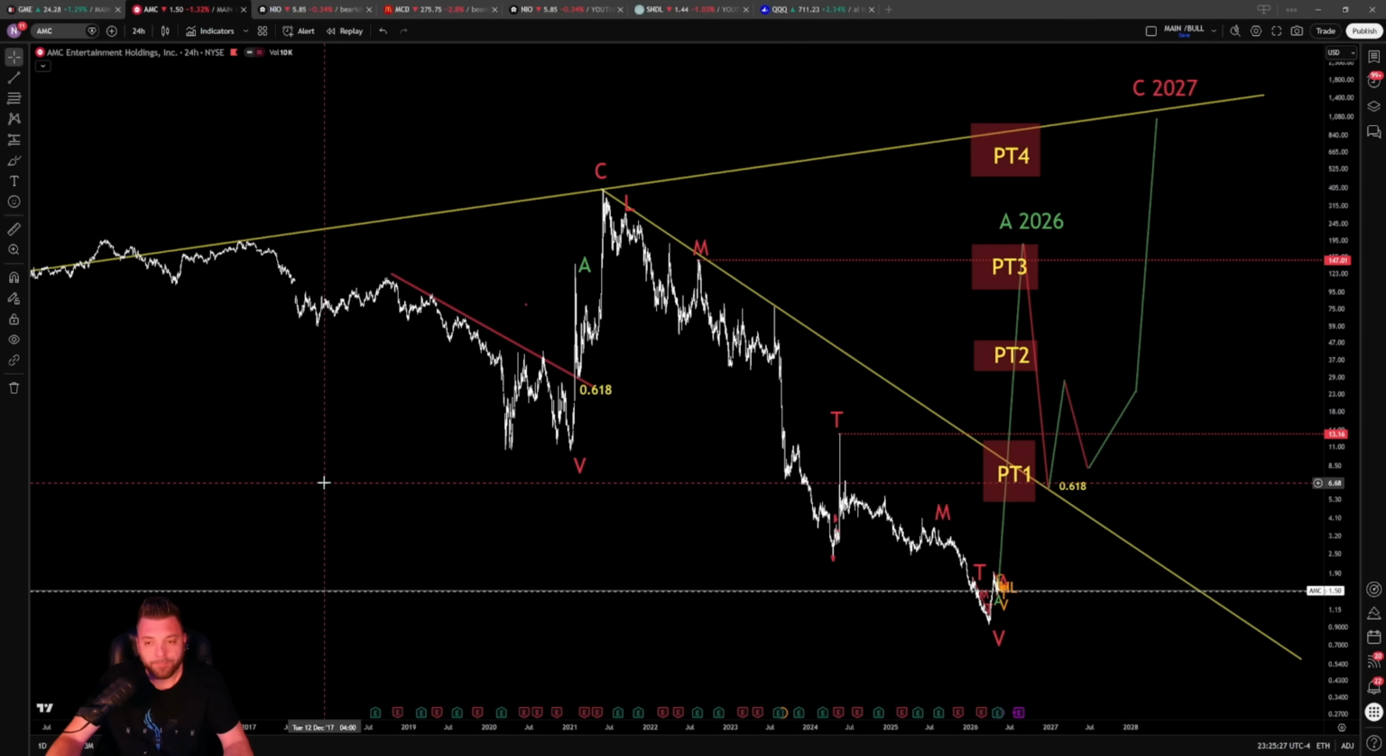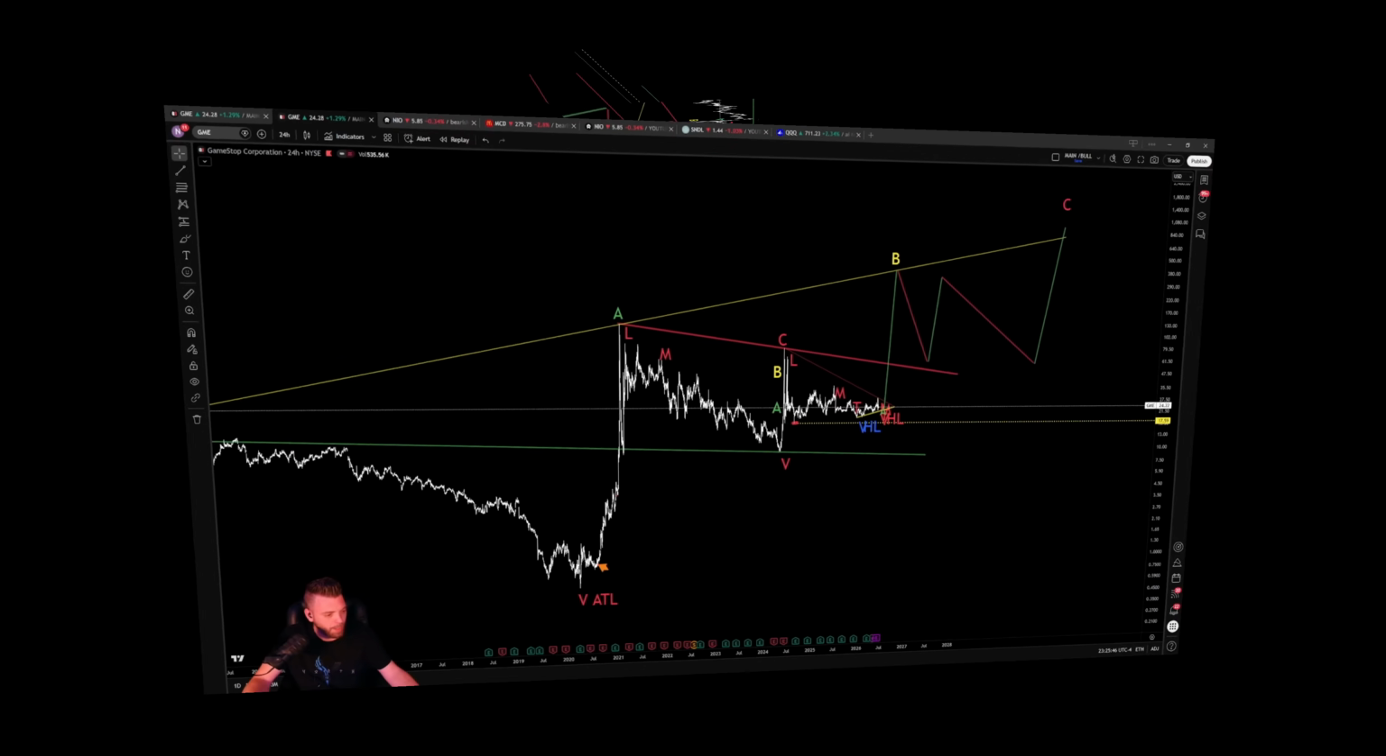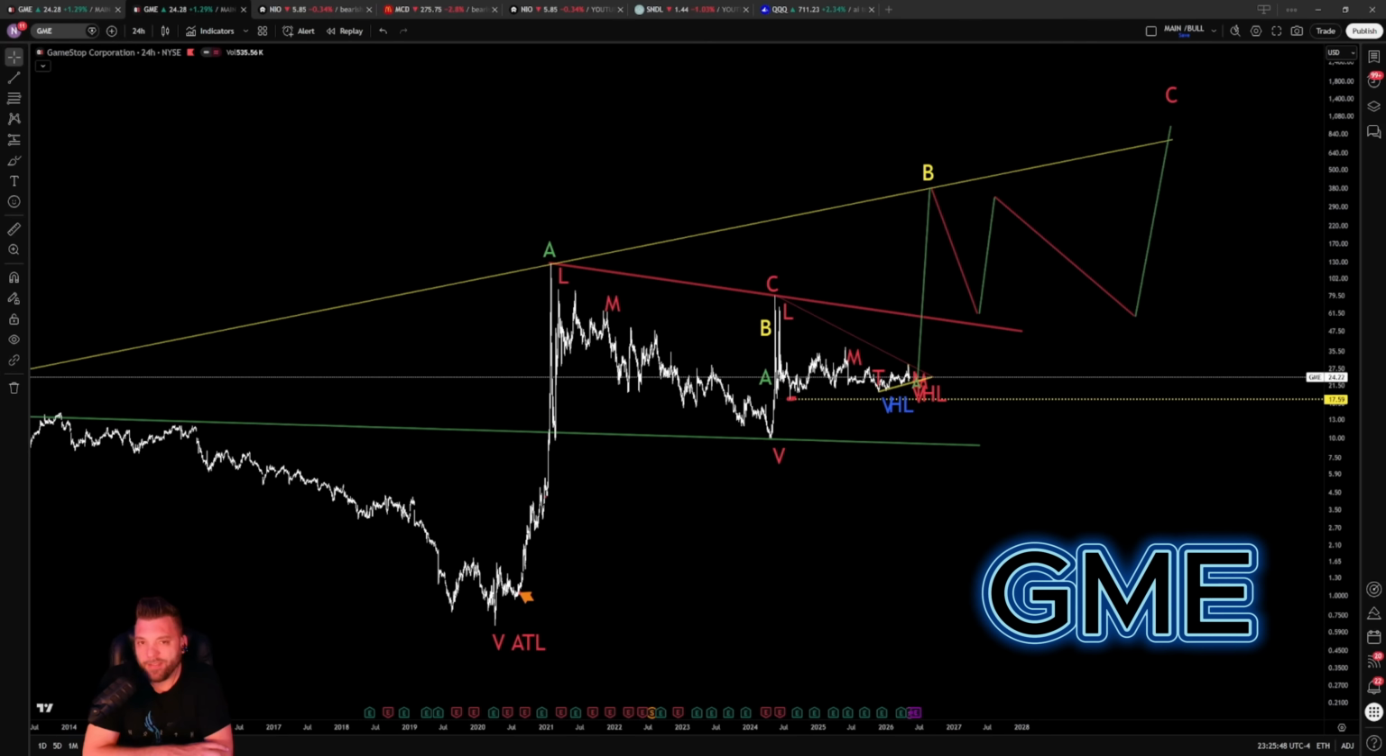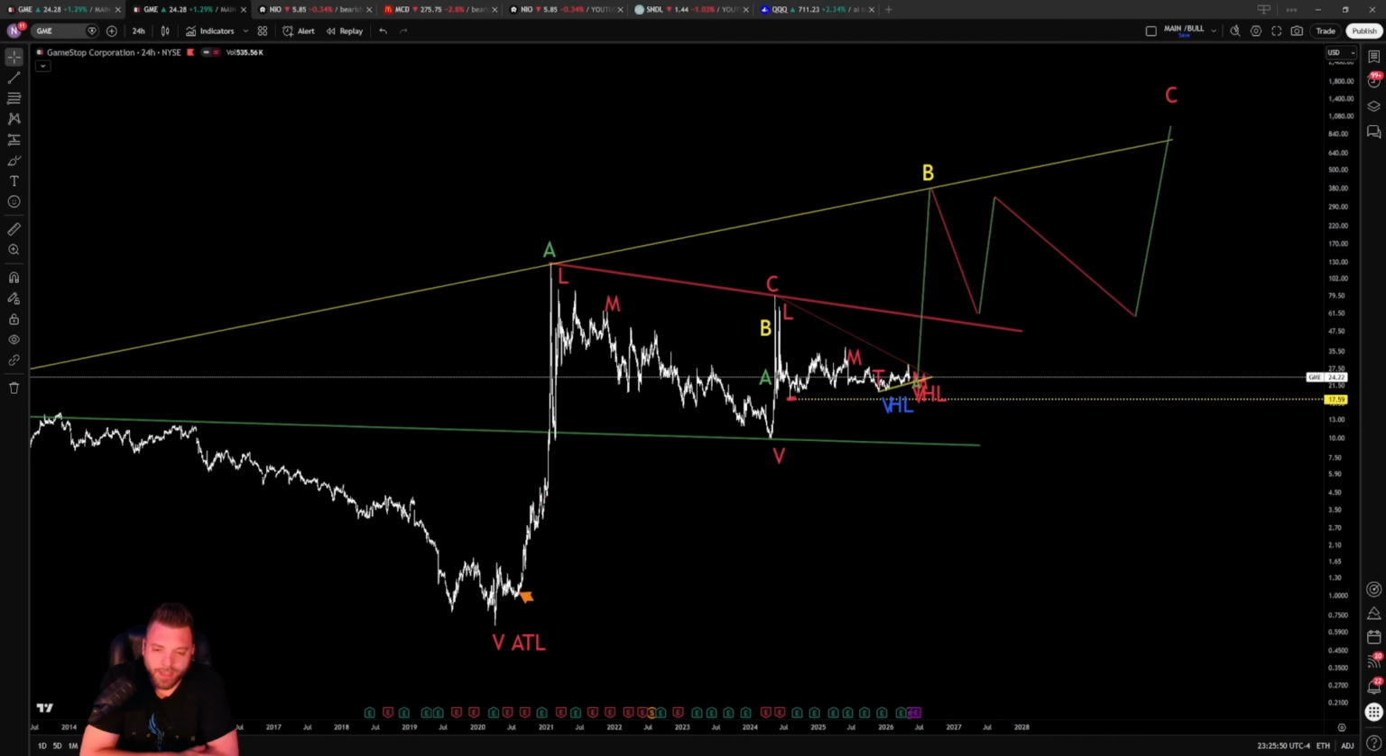Good. Next one is GME. For GME, we have quite the same thing. We have three possibilities we can do. Two bullish, and one is killing us. But for GME, it's quite the same.